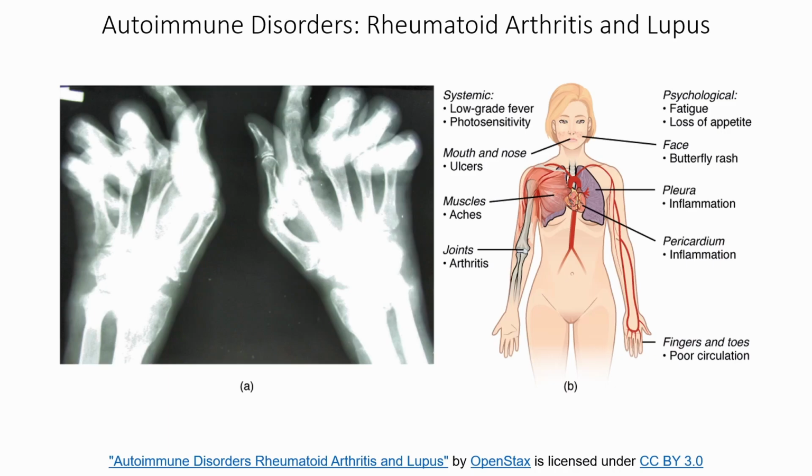We also have lupus, which we see in figure B. Lupus has a lot of different symptoms and signs, including fever, photosensitivity, ulcers, aches, arthritis, inflammation. They get a butterfly-shaped rash across the face. They may not be hungry. They may be fatigued. They may have poor circulation. It's very much a systemic issue with lupus.